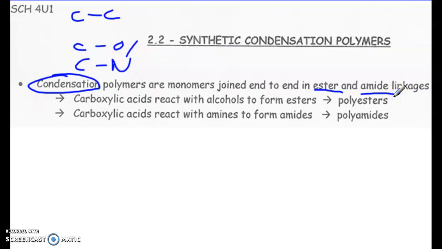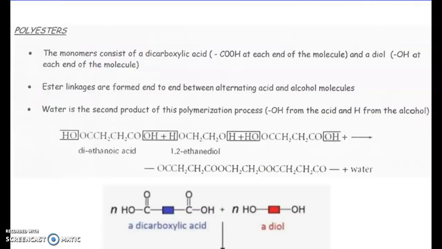So when we create a condensation polymer using an esterification reaction, it's known as a polyester, the same ones that are probably in your pants, your uniform pants. And when you have it forming an amide, it is a polyamide. Okay, so we're going to go through both types of reactions. So the monomer, we'll look at polyesters here first.